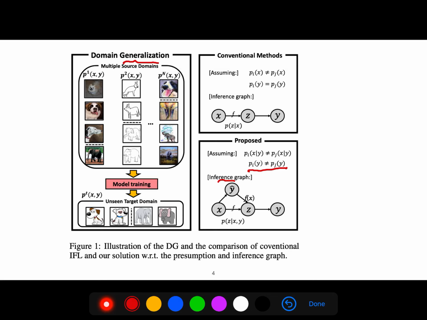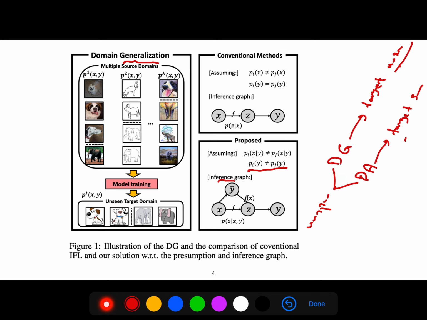So the difference between domain generalization and domain adaptation: of course both of them are unsupervised, we don't use labels of the target. But in domain generalization, the target is unknown. We don't use it for training. We don't use the samples for training. But for domain adaptation, we use the target samples for training. For example, we do pseudo labeling and many different paradigms.